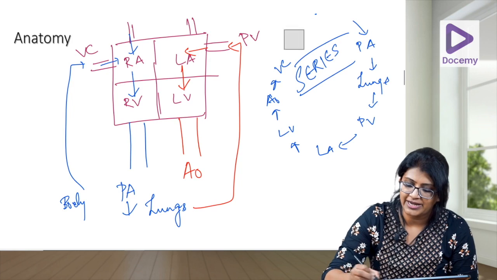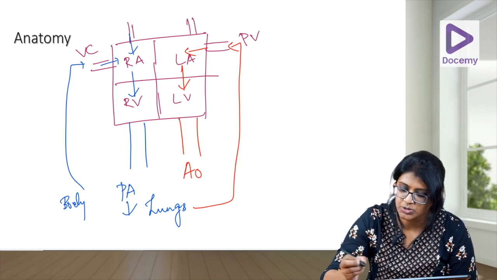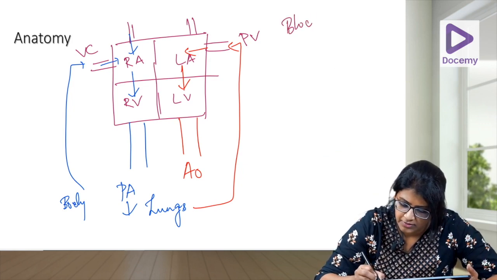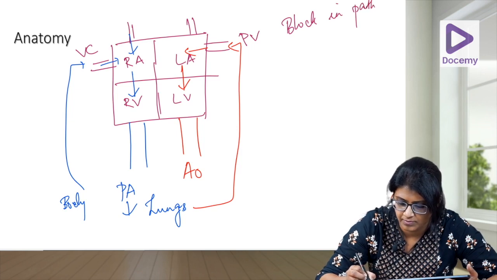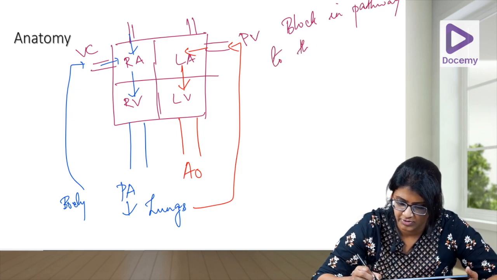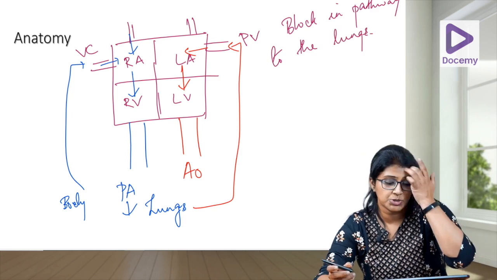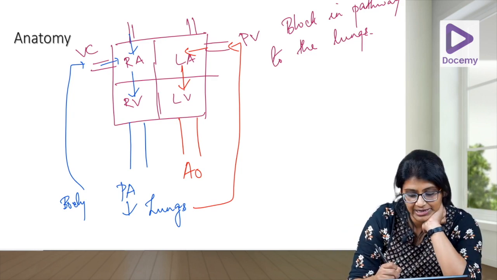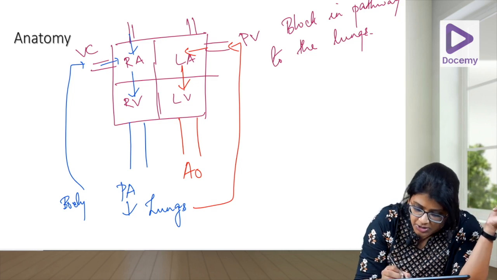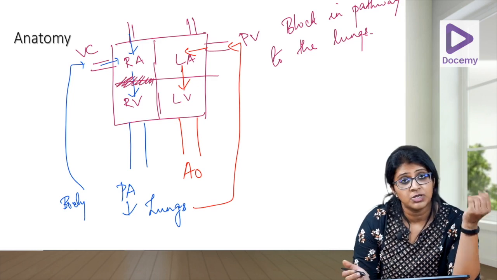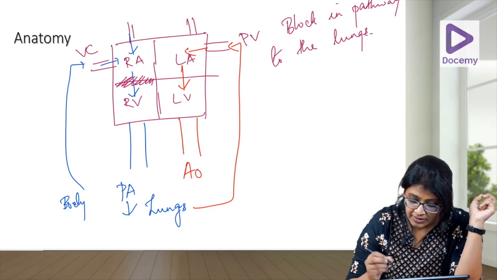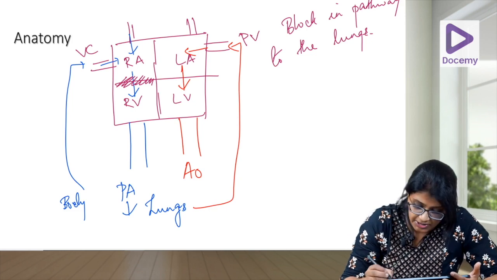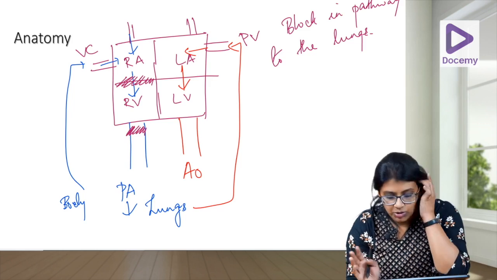Now, why should a child develop cyanosis? A child should develop cyanosis if there is a block in the pathway to the lungs, right? So what are the possible blocks that can happen to the pathway? You can have a block at the level of where the right atrium enters the right ventricle, so you have the tricuspid valve there. If there's something abnormal with that valve, you can have a block. If there is something abnormal with the right ventricular outflow tract, that is the right ventricle to the pulmonary artery, if you have a block there as well, you can have a problem.